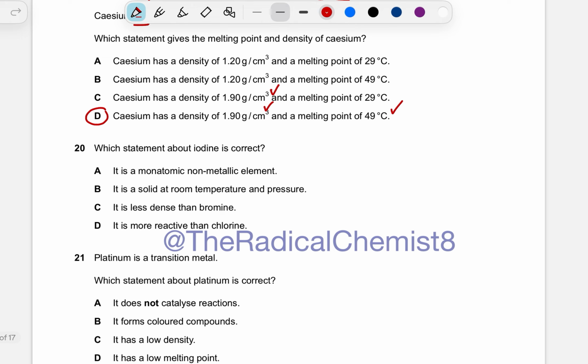Next, which statement about iodine is correct? So iodine is in group 7.